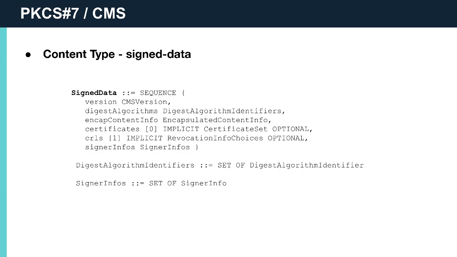This is what the RFC is showing you here, the structure of signed data. You can see it has a version, digest algorithm identifiers, encapsulated content info, optional certificates, optional CRLs, and then signer infos, which include signatures at the bottom.